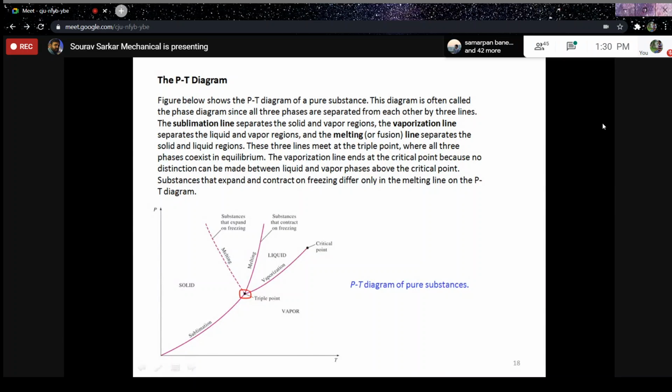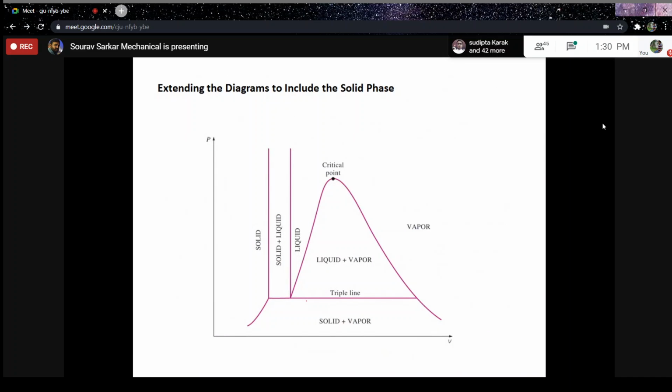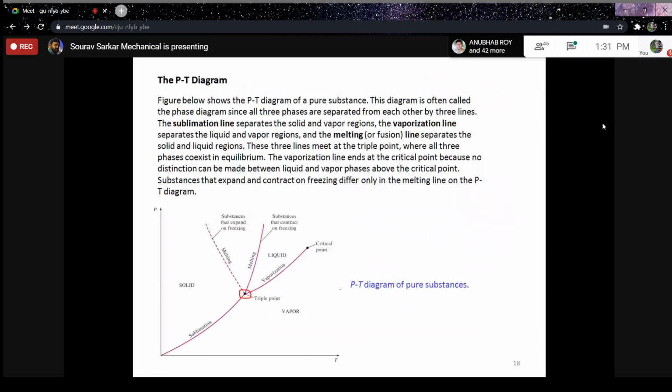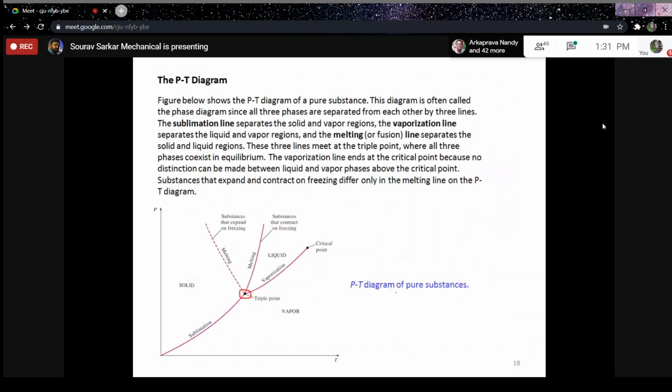That triple line which we have seen in the earlier diagram is converted into a point. During the phase change, pressure is constant and temperature is also constant. So as pressure and temperature both are constant, this complete line is converted into a single point, because it has a specific temperature and a specific pressure.